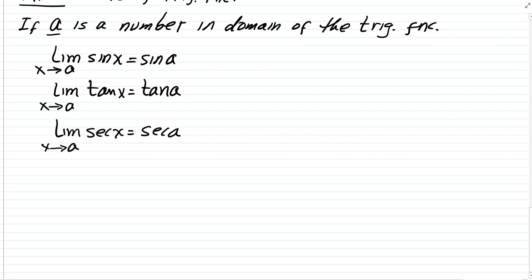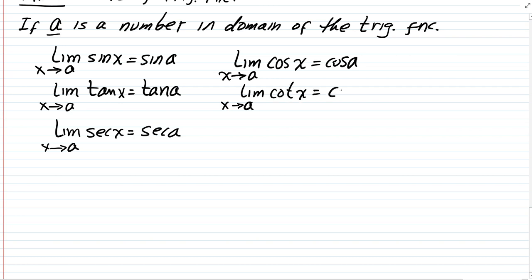Now the other 3 are the cofunctions of these functions. So for example, the cofunction of sine is cosine, right? And in fact that's what the co in cosine stands for. Cosine x means cofunction of sine x. So the limit of cos x as x approaches a is equal to cos a, and the cofunction of tangent is cotangent, so the limit as x approaches a of cotan x is going to be cotan a.